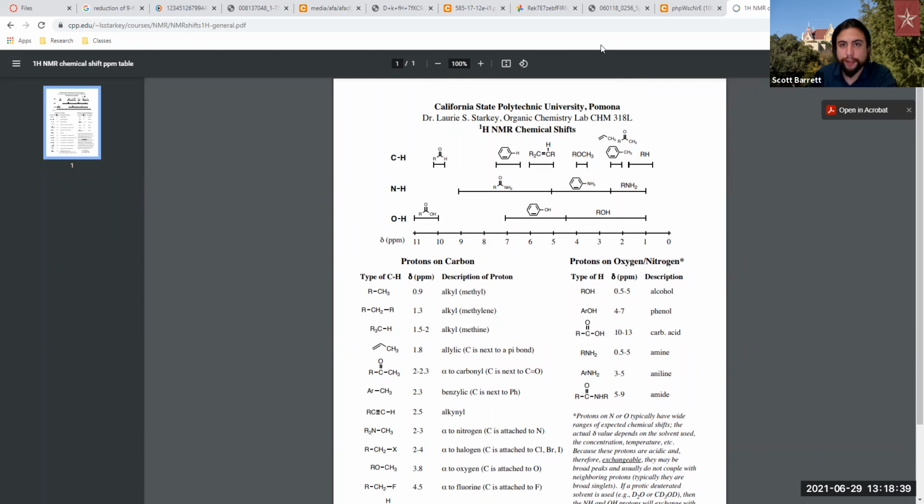So I'm going to pause the video right here and then switch over from the NMR section into our next experiment.